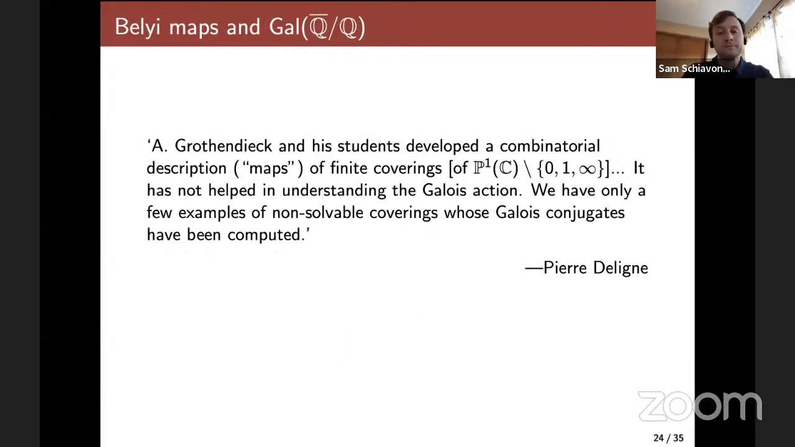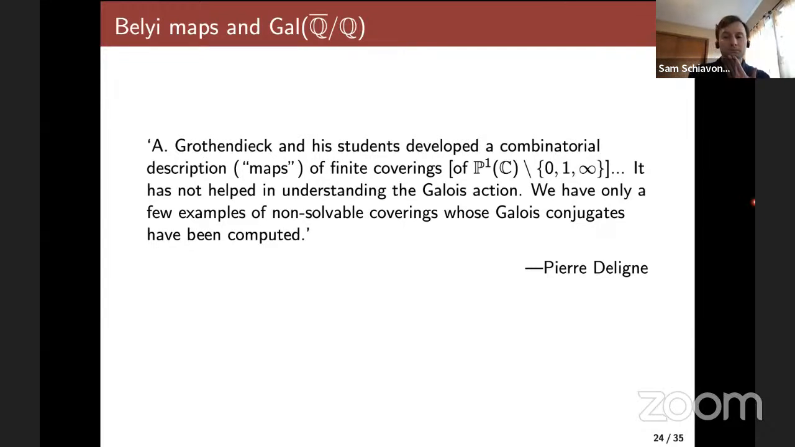All right, so Grothendieck had this great idea of studying the absolute Galois group by looking at dessins. However, Deligne was a little bit more skeptical about this approach. In one of his papers on the projective line minus 3 points, he said that Alexander Grothendieck and his students developed a combinatorial description of finite coverings of P1 minus 3 points. It has not helped in understanding the Galois action. We have only a few examples of non-solvable coverings whose Galois conjugates have been computed.